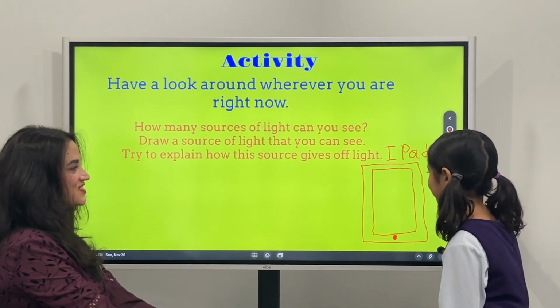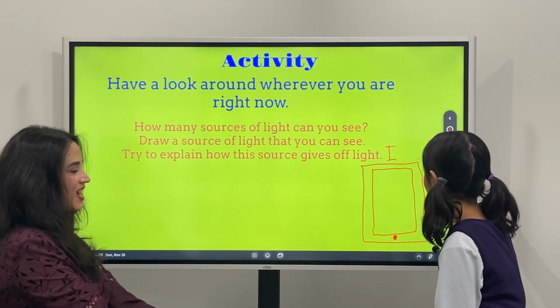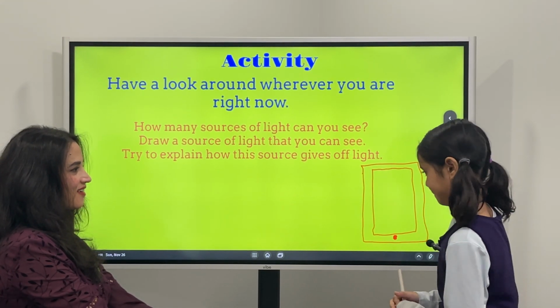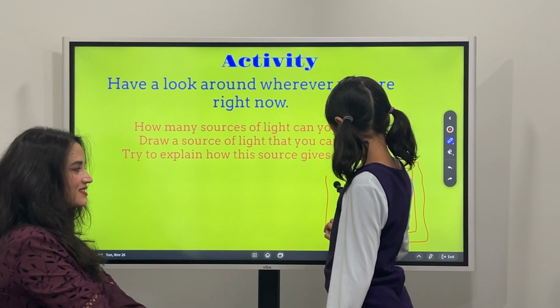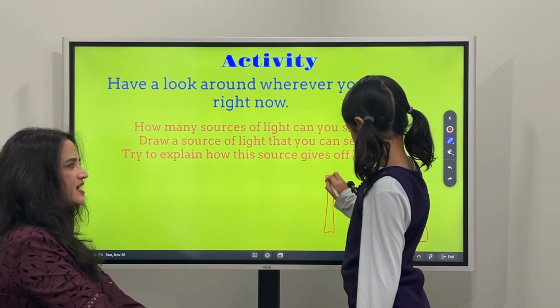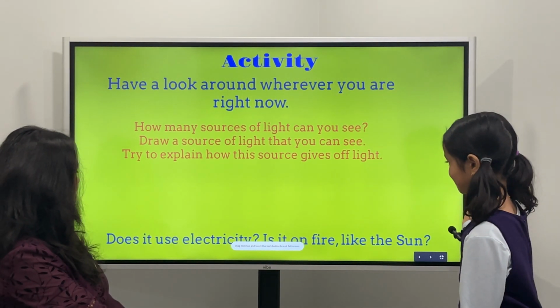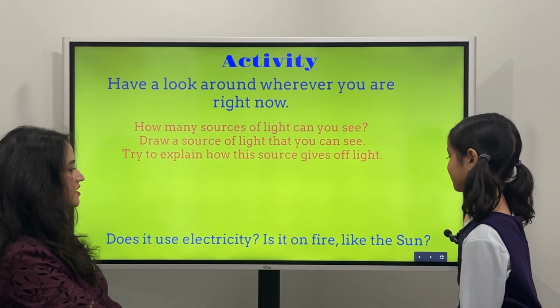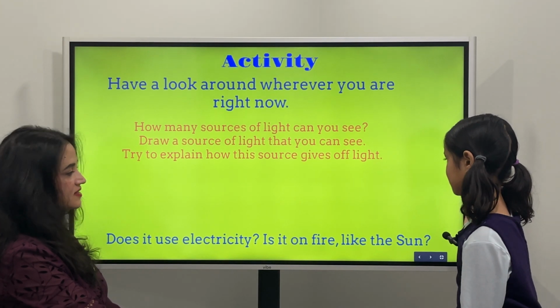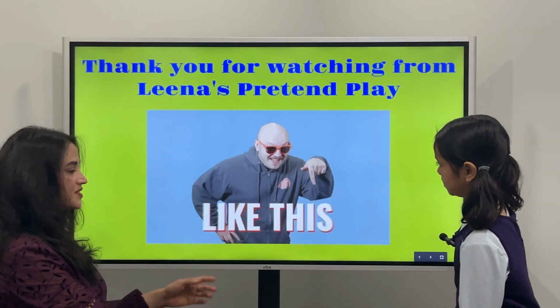And the candle too. The candle is downstairs. How does the candle get light? On fire. Does it use electricity? Is it on fire like the sun? Yes, like the sun. Electricity and fire.